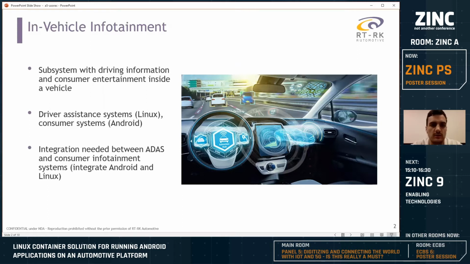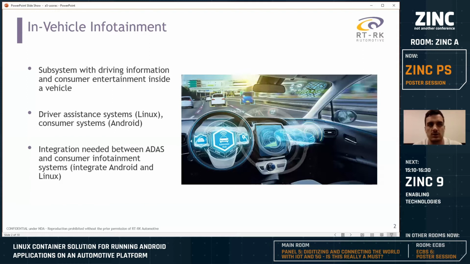On the other hand, driver assistance systems, or in short, ADAS systems, usually have a Linux operating system in the bottom as a platform dependent layer. For future development, it is necessary for these two sectors, namely these two operating systems, to communicate in a certain way and share consumer quality information.